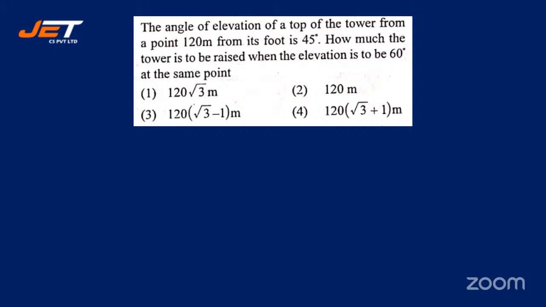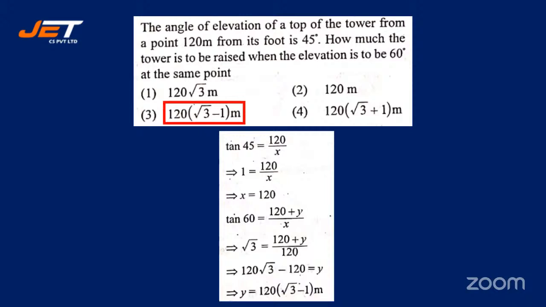Let's see which option is correct. I'm sure you all are doing the sums, right? See the answer. Here you can see tan 45 is opposite side by adjacent side. So what is the opposite side? 120, and you are assuming the adjacent side to be x. So tan 45 is 1, which is equal to 120 by x, which gives x is equal to 120.